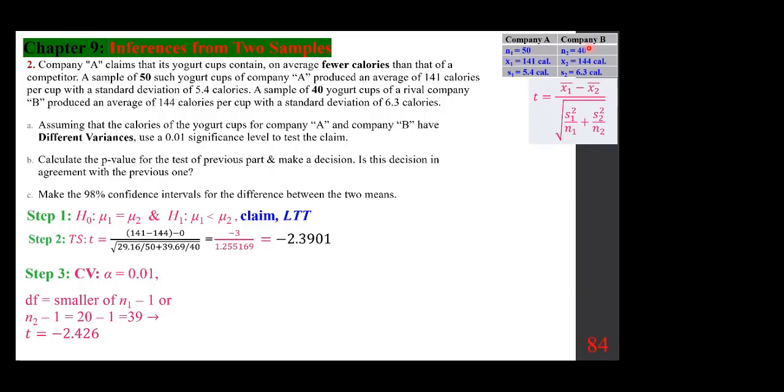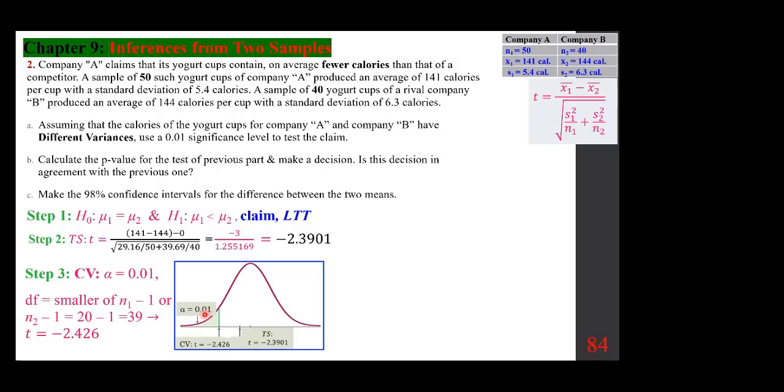I'm going to discuss the technology and the differences. So now we do the graphing. Take a look at what happens. When alpha is 0.01 with the critical value of negative 2.426, our test statistic is in the non-rejection region. And by the way, this is not to scale. The idea is that negative 2.3901 is larger than negative 2.426. It makes it fall in the non-rejection region. That's what matters. It doesn't have to be to scale when we discuss that.